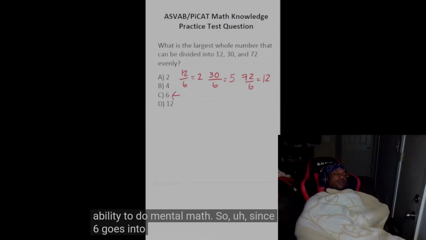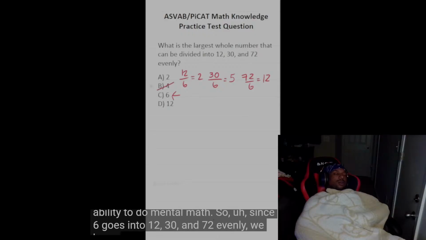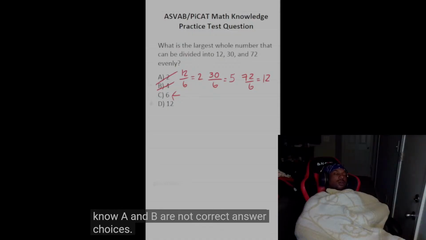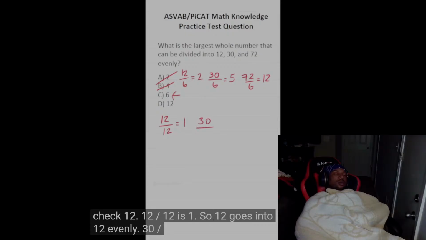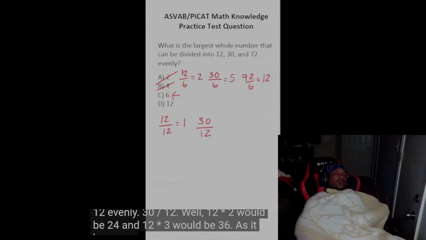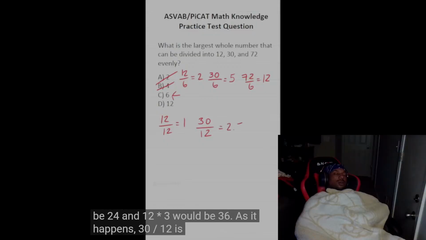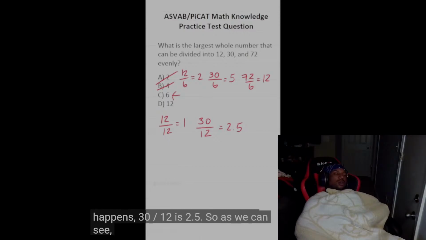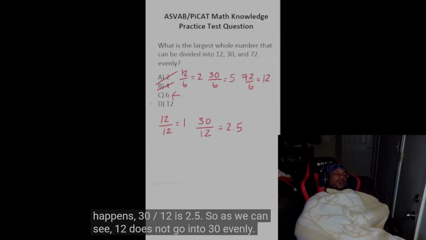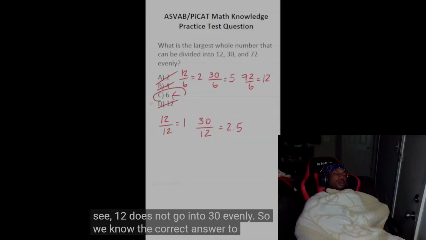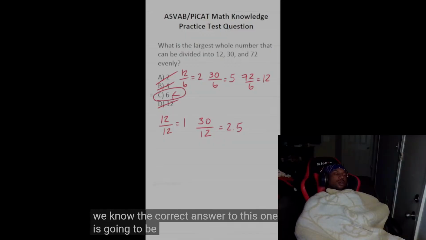Since 6 goes into 12, 30, and 72 evenly, we know A and B are not correct answer choices. All right, let's go ahead and check 12. 12 divided by 12 is 1, so 12 goes into 12 evenly. 30 divided by 12. Well, 12 times 2 would be 24, and 12 times 3 would be 36. As it happens, 30 divided by 12 is 2.5. So as we can see, 12 does not go into 30 evenly. So we know the correct answer to this one is going to be C, 6.